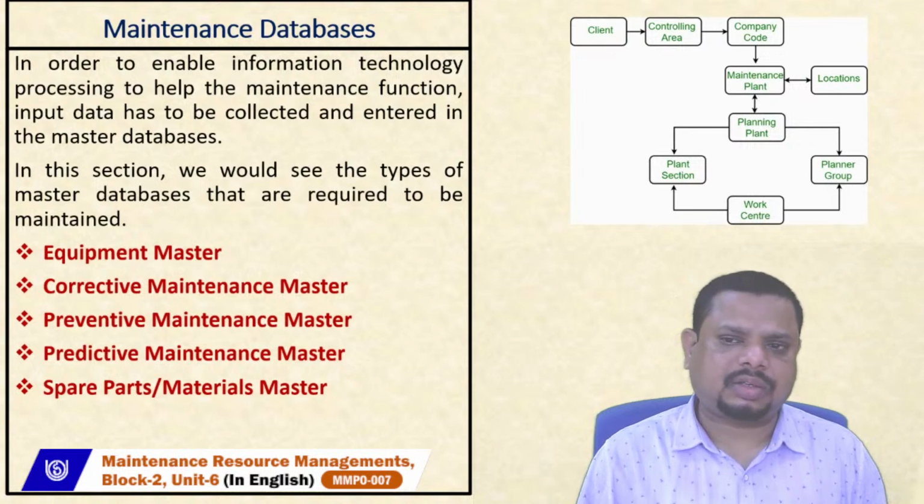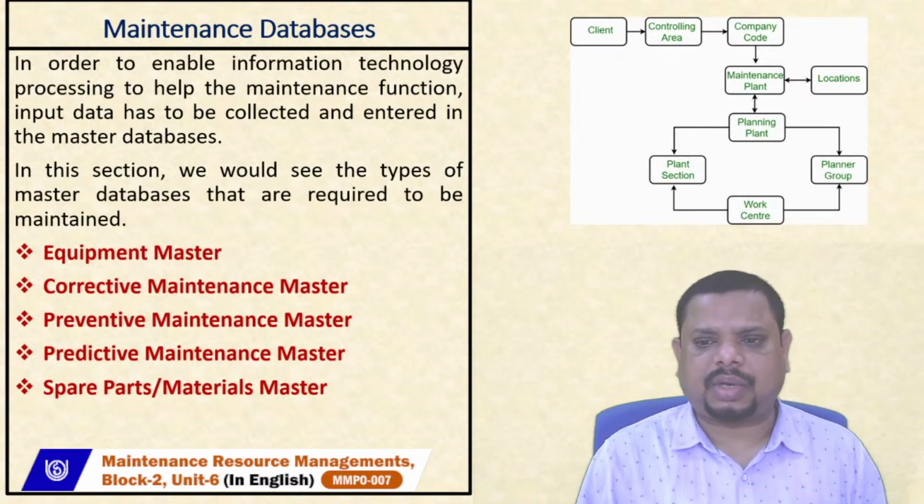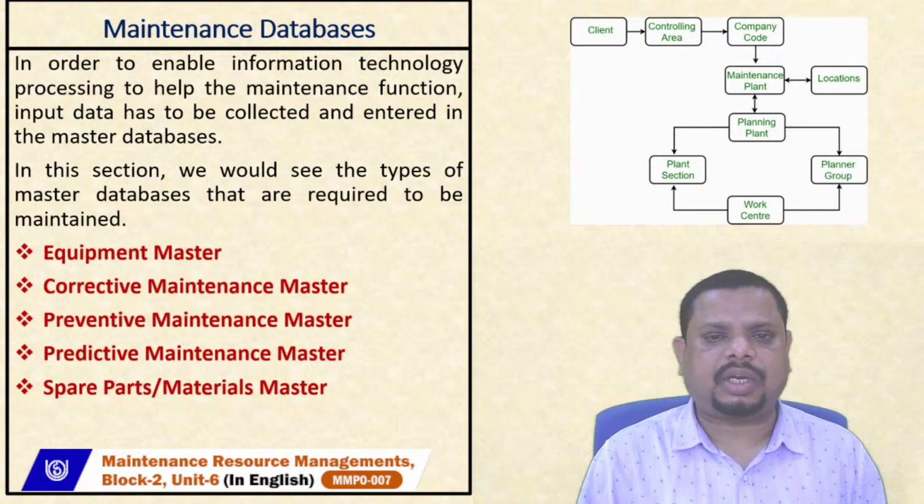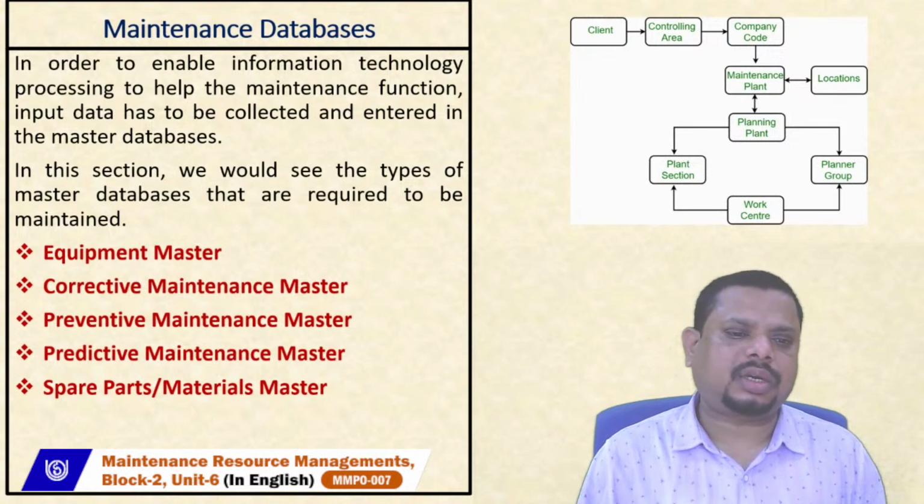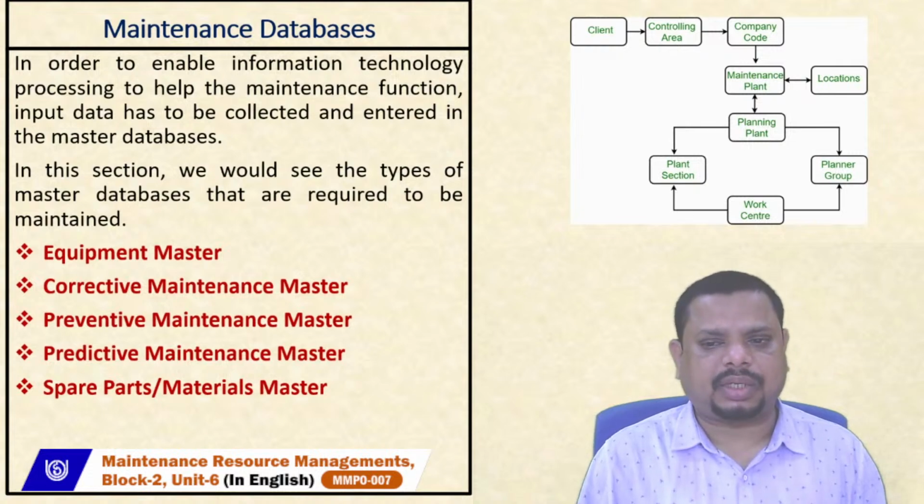If you observe the maintenance plant, the planning plant, the plant sections, the planner group and the work centers, in every node you have a large amount of data. For example, in the maintenance plant, they go for the planning plant, and in the plant section they have identified 5 to 6 machines that have vibrations. So they immediately inform the planner group, and it goes to the work center so that they can easily rectify and fix the machines for the smooth running of production activities.